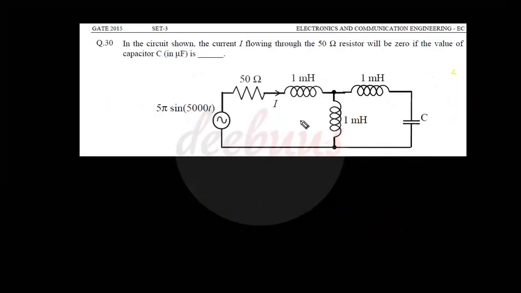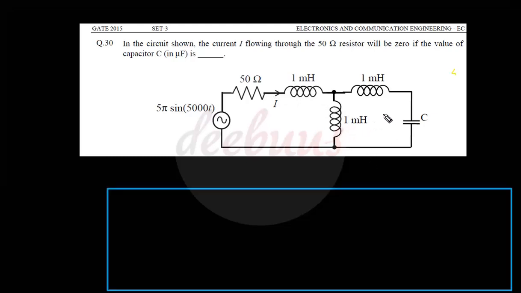Moving to the next question. In the circuit shown, the current flowing through the 50 ohm resistor will be 0 if the value of capacitor in microfarad is, right? So in the question, we have to find the value of capacitor such that the current flowing through this 50 ohm resistor is 0.